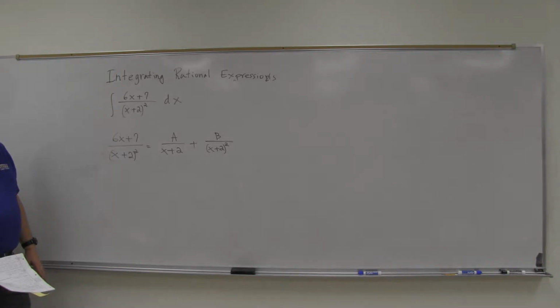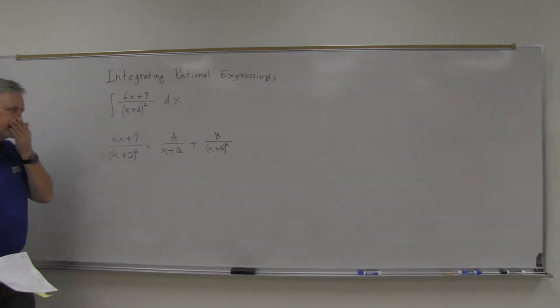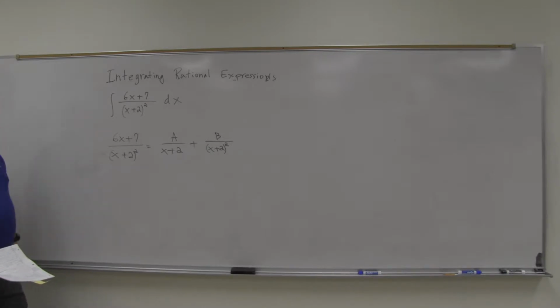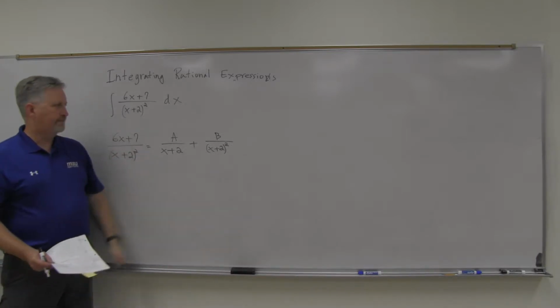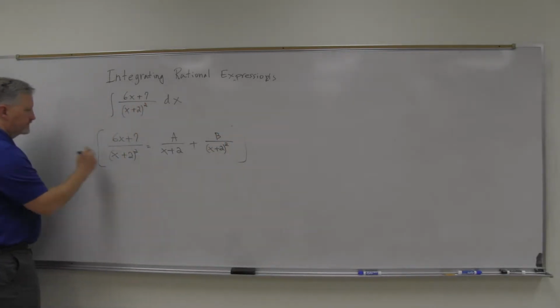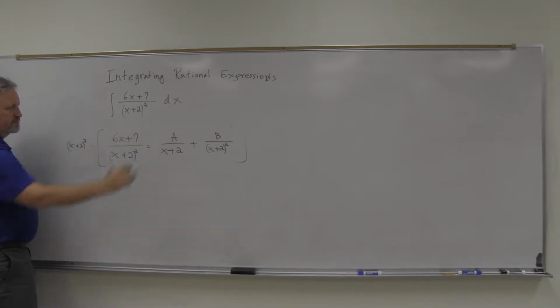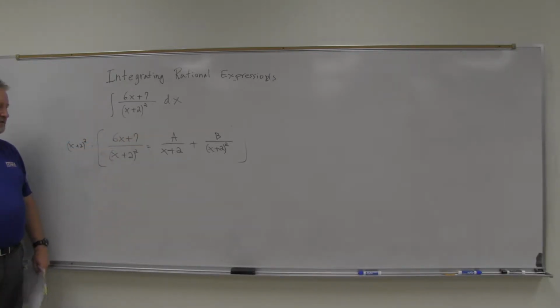We do it this way. So you see what difference here? So that's what you do if you have a squared term. All right, so let's see what happens if I do that. So what do I multiply by here? Well, it's going to be x plus 2 squared. So multiply by all parts there in the equation.